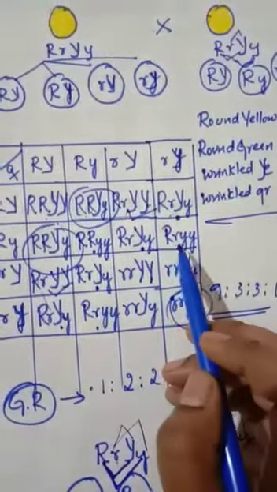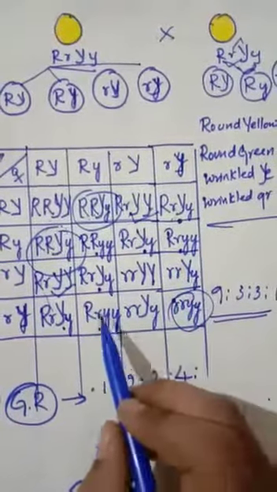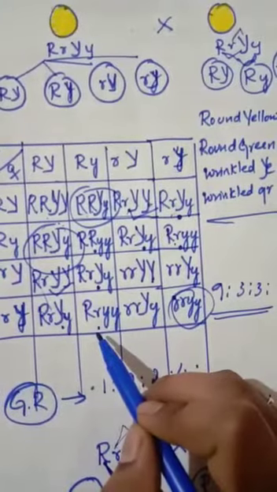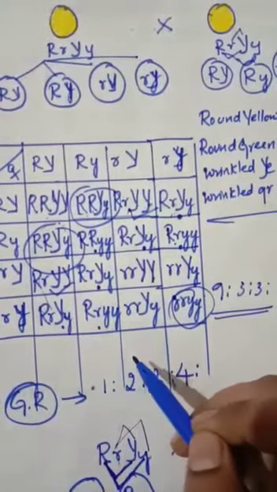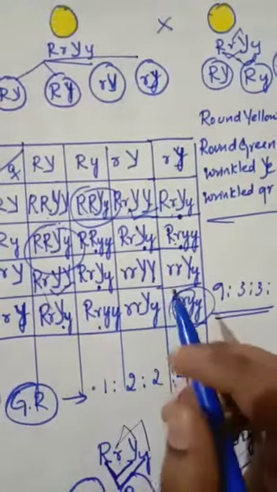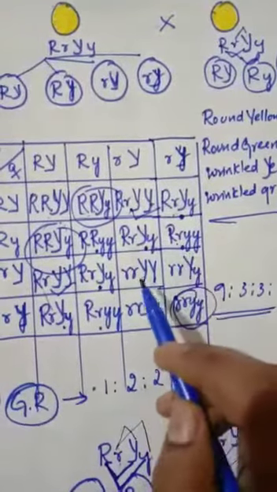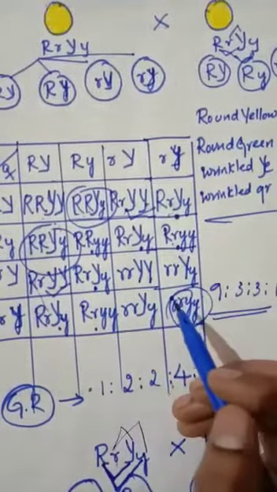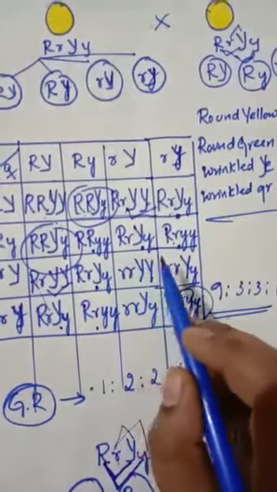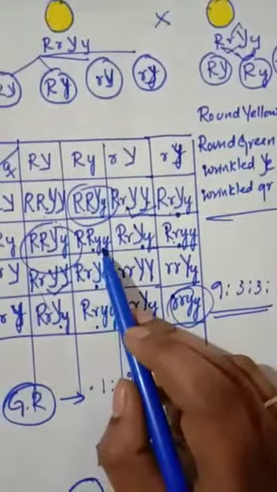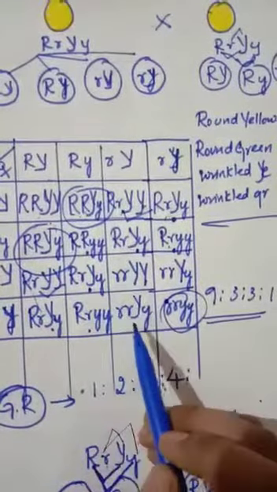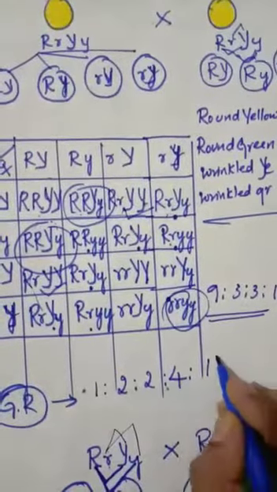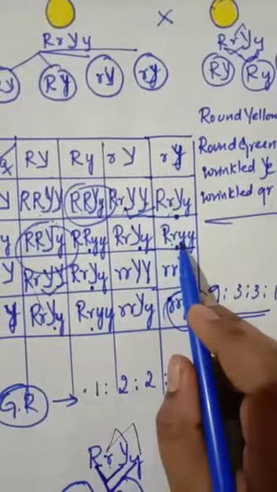Like this, capital R, small y, small y. 1, 2. So it's only... So now, like this, capital R, small y, small y. So only 1. So next like this, it is 2.